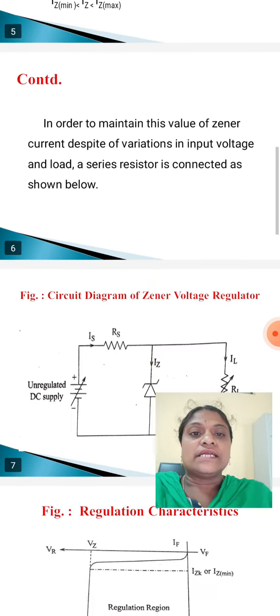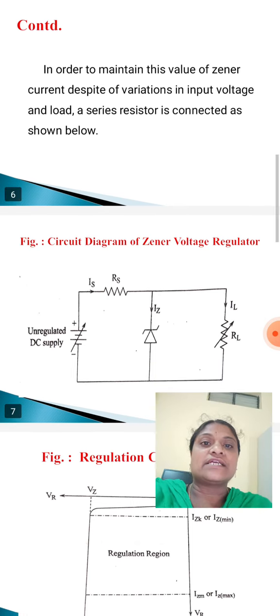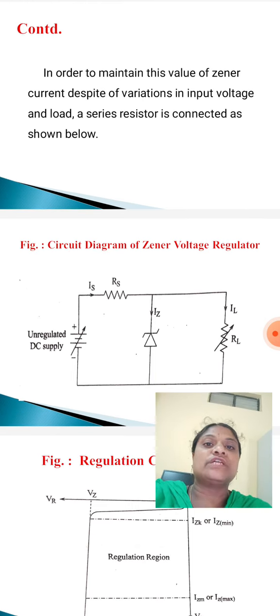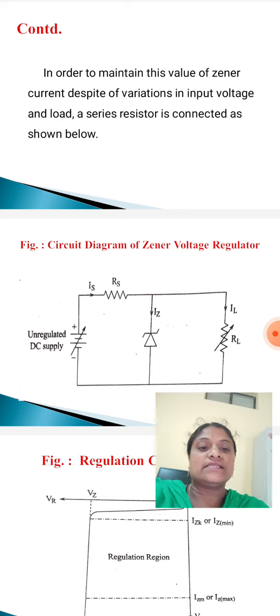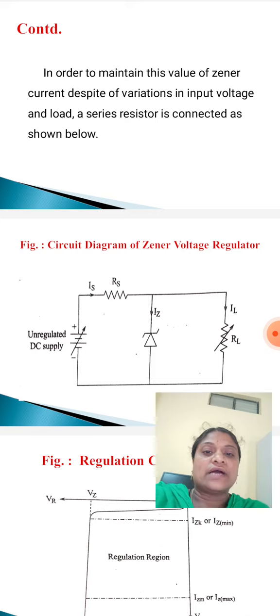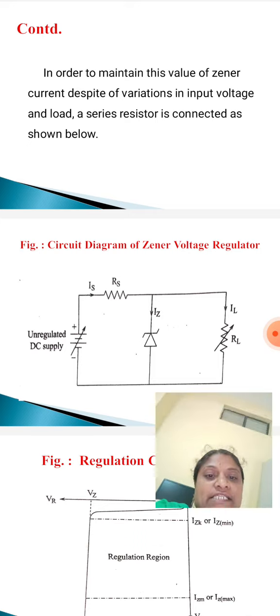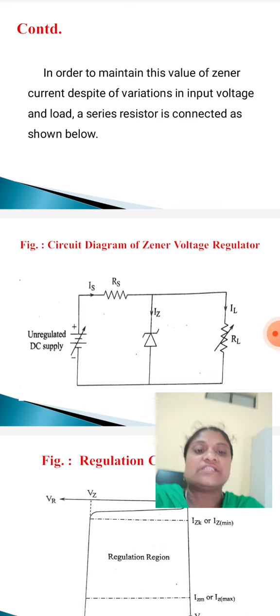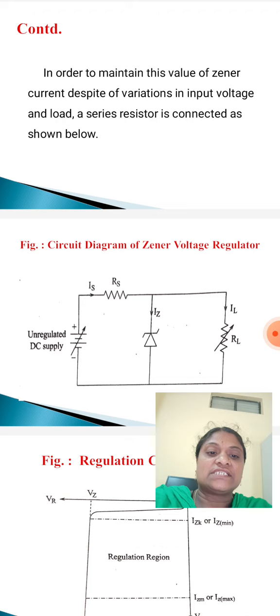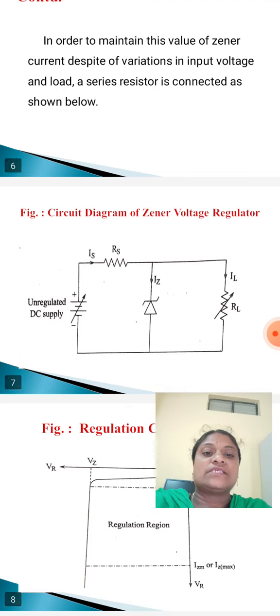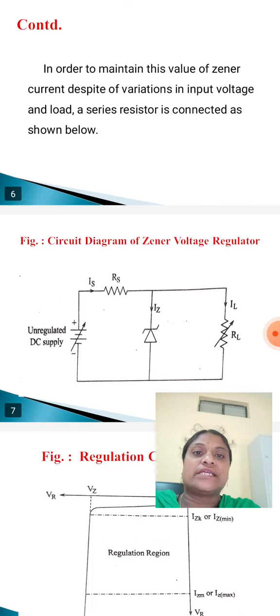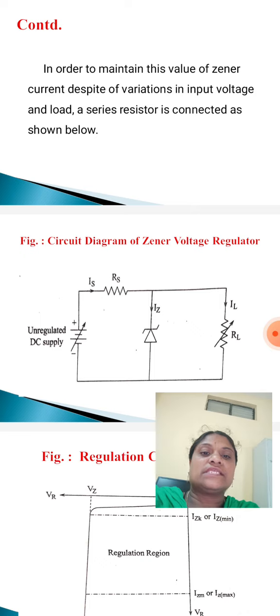Next, in order to maintain the value of Zener current despite variations in input voltage and load, a series resistor is connected as shown below. See this circuit diagram of the Zener voltage regulator. It consists of one unregulated DC power supply, one normal resistor and one variable resistor, and one Zener diode. This is the circuit diagram of the Zener voltage regulator.